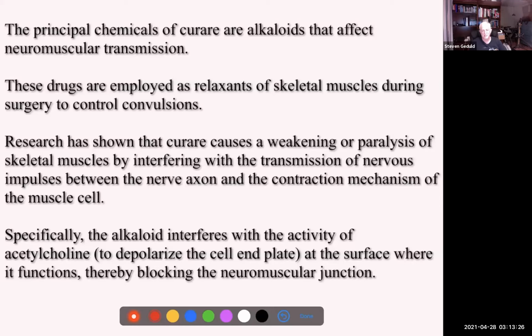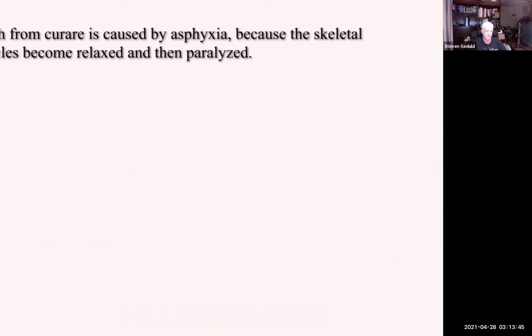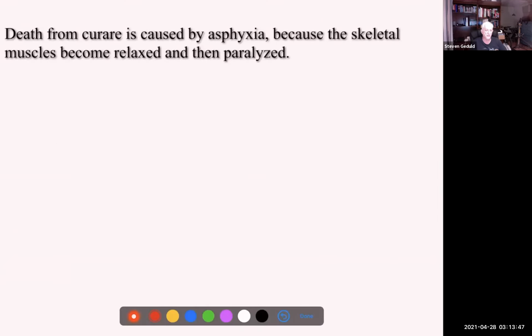Remember that. You go into medical school, you have to make sure you understand exactly what's being introduced chemically inside the body. It will paralyze you by stopping acetylcholine, but every nerve in your body will still feel. You just won't be able to move anything. Death from curare is caused by asphyxiation because the skeletal muscles become relaxed and they can't move. So you die of asphyxiation.